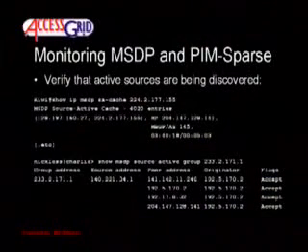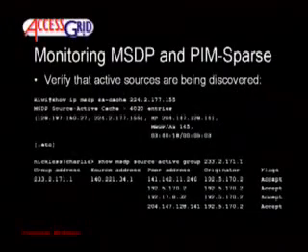In Juniper, the equivalent command is show MSDP source active, and then for group, and this is a different group. Again, you get the group address, you get the source address, you get the peer from which this was heard, and the originator is the rendezvous point that originated this in the first place. So as you can see, this router is getting this announcement from 4 of its peers, but they're all coming from the same rendezvous point.